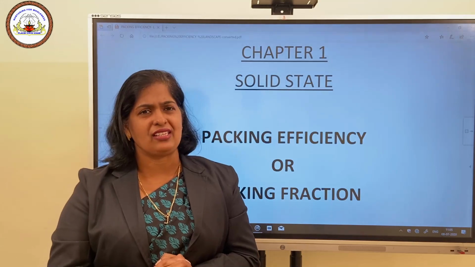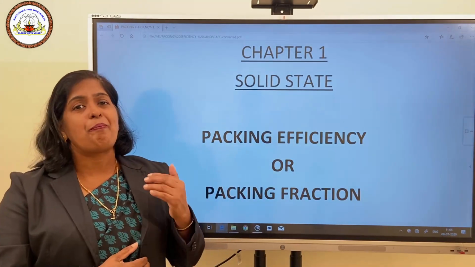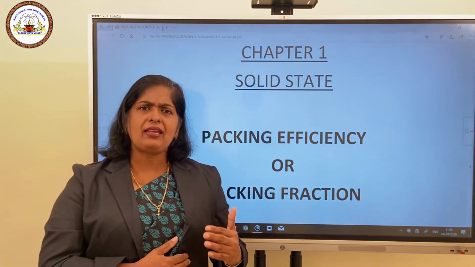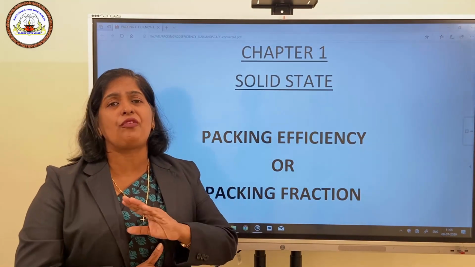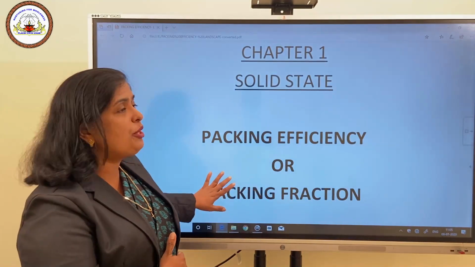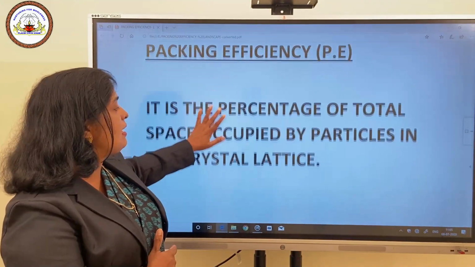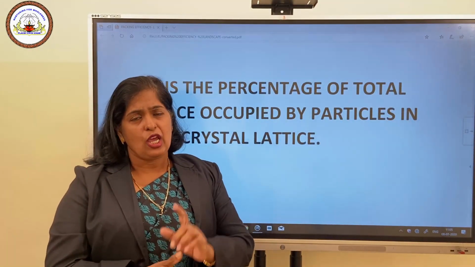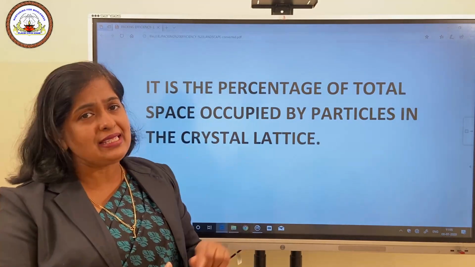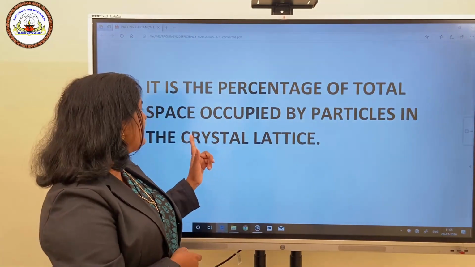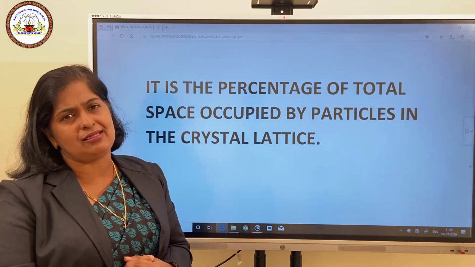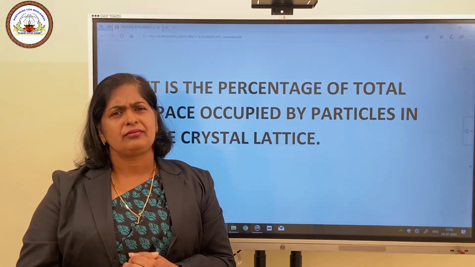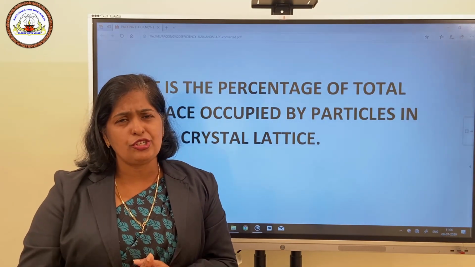Now let's define what is packing efficiency. It is said packing efficiency is the percentage of total space occupied by particles in a crystal lattice. Once again, let me repeat. Packing efficiency is the percentage of total space occupied by particles in the crystal lattice. Is this concept clear to you?